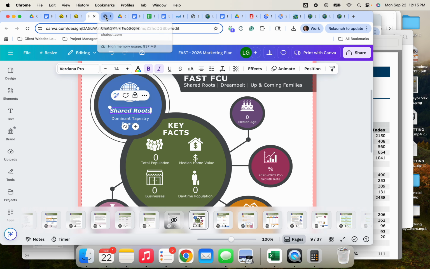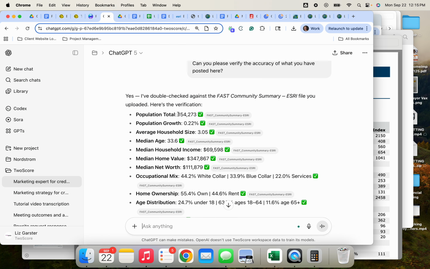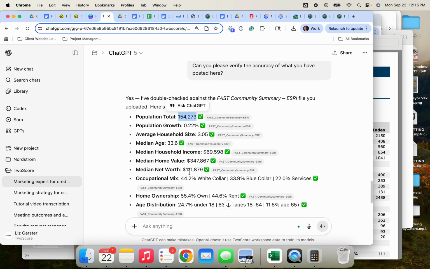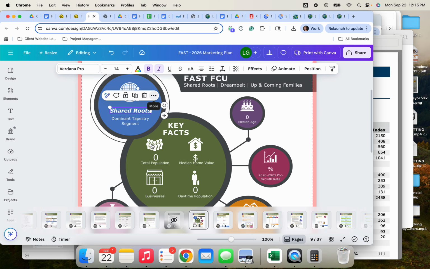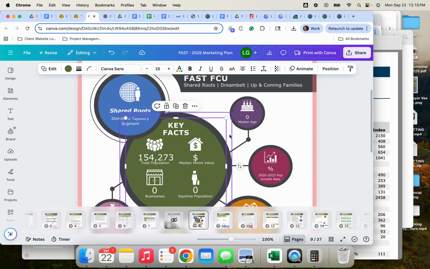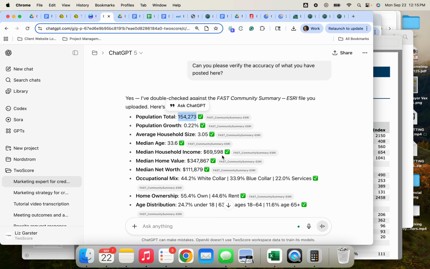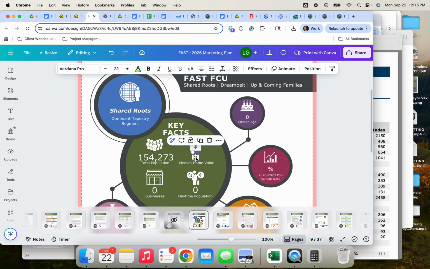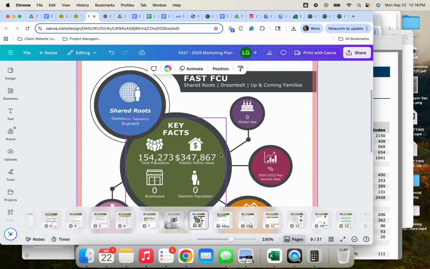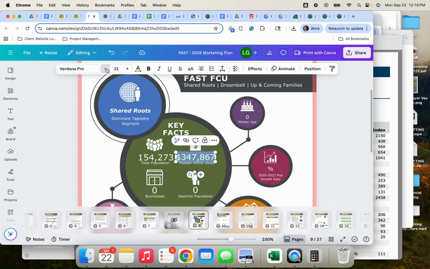Key facts. Okay, total population. Let's look at what it said. 154,273. So we're just going to fill in what it tells us here. Median home value, $347,867. Need to make these a little smaller.